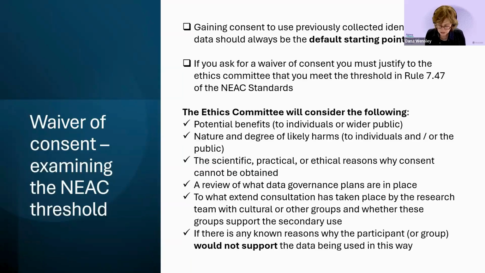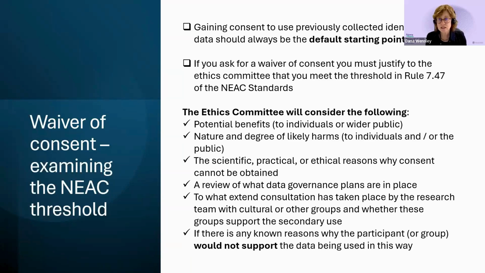That happens when there is a really good case for the public good of use of that information in that way, where there's transparency and ideally where there's public engagement around the parameters of that. So at the moment, gaining consent to use previously collected identifiable data should always be the default starting point. If you ask for a waiver of consent, you must justify to the Ethics Committee that you meet the threshold in Rule 7.47 of the National Ethics Advisory Standards. I'll put the specific rule there because the standards are hundreds of pages long. So please make note of that rule so you're not wading through them to find it.